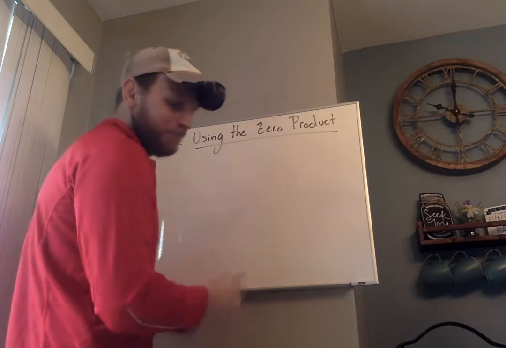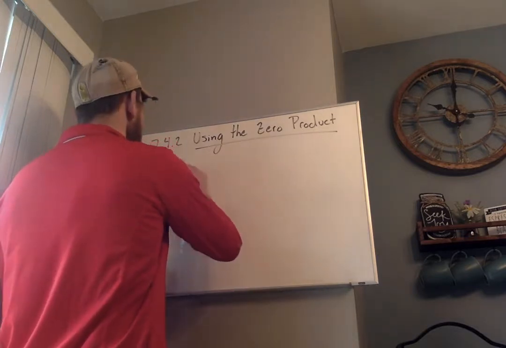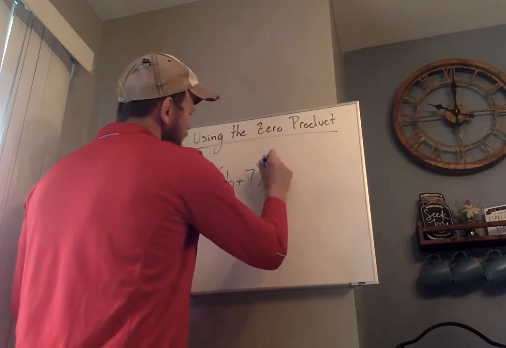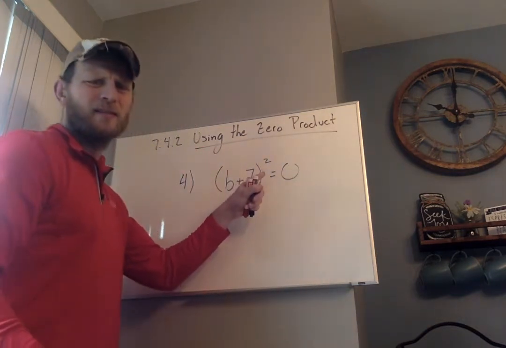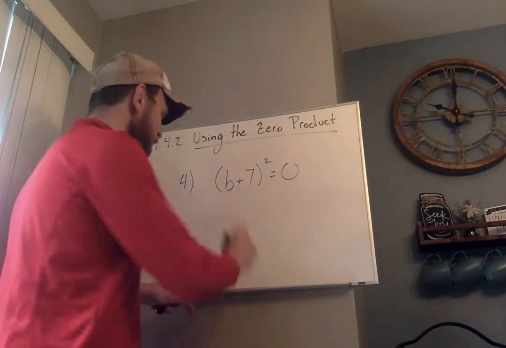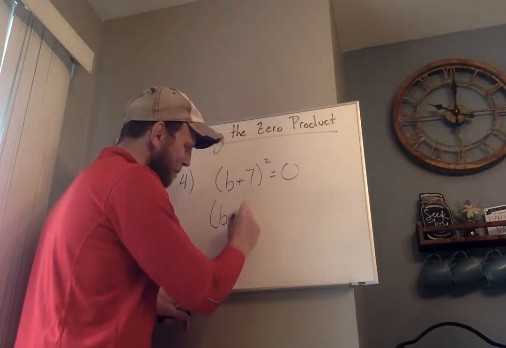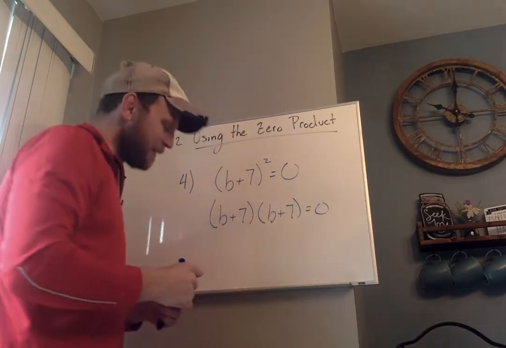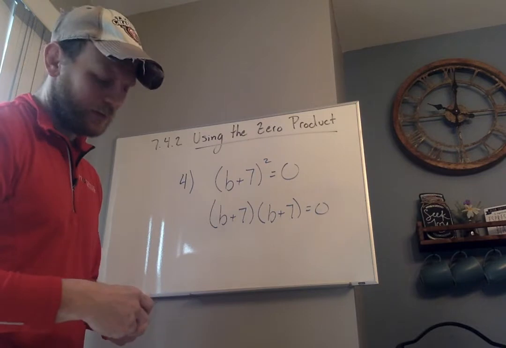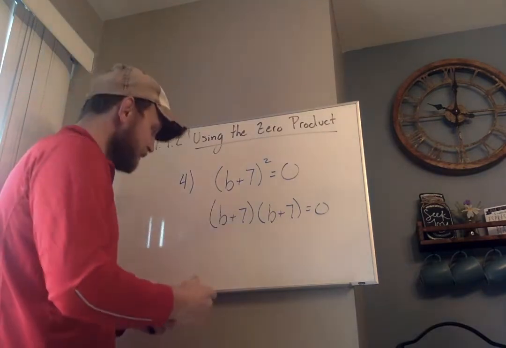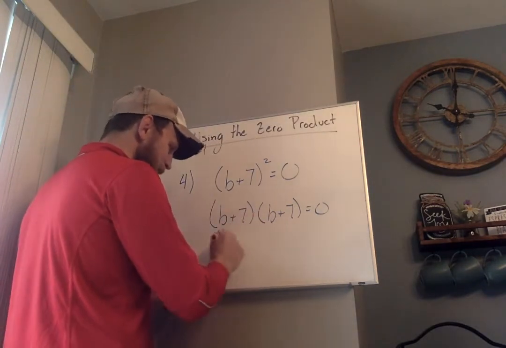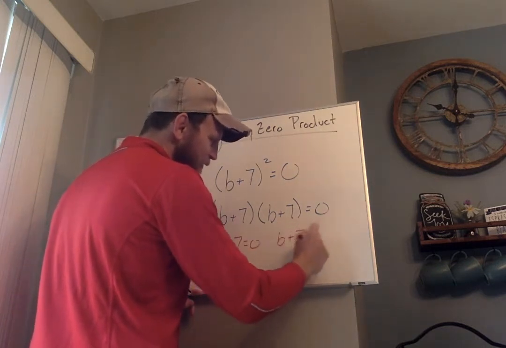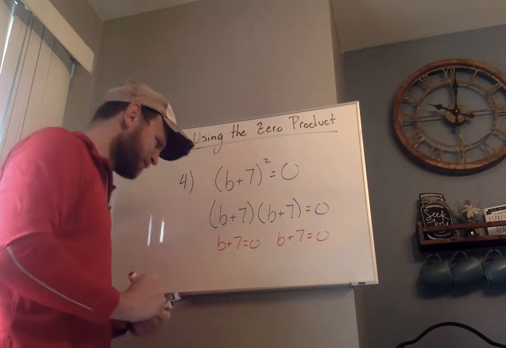All right, let's do blue. Hannah, quick question. What does that mean? Yes, perfect. It means I have 2 of them. I'm going to rewrite that like that. Now, Liam, what do I do? Well, nicely done. Even though they're the same, I'm going to set them both equal to 0. So I have b plus 7 equals 0 and b plus 7 equals 0.